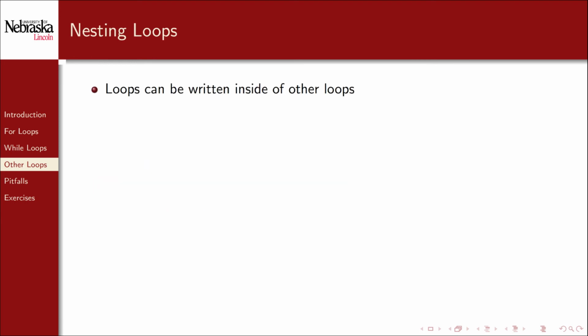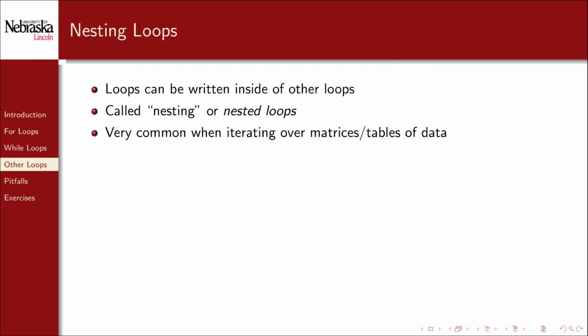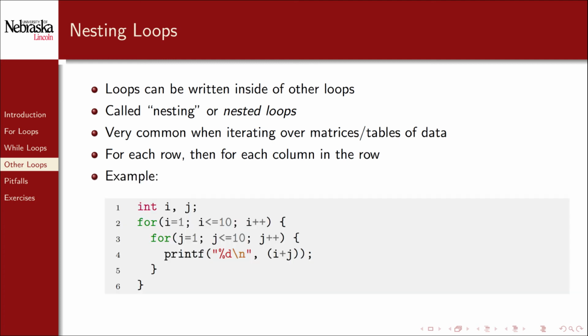You can also write loops within loops. This is called nesting or nested loops. It's very common when you iterate over two-dimensional data structures such as matrices or tables. You need a loop to iterate over each row. Then for each row, you need another loop to iterate over each column. Consider the following simple example.